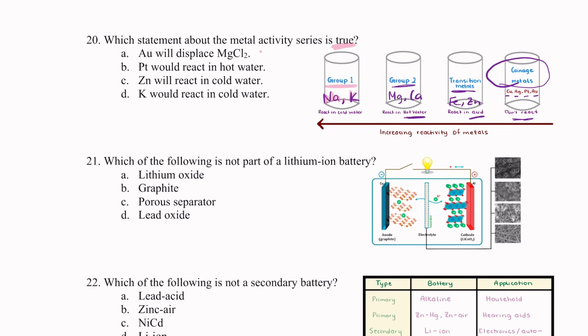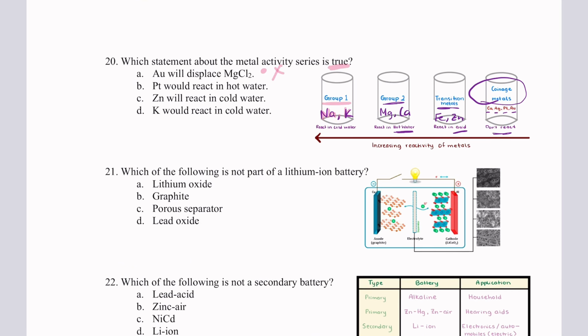A says that gold will displace magnesium chloride. Gold is one of the least reactive metals, and magnesium is far more reactive. So no, gold cannot displace magnesium from its compound. This option is false. B says that platinum would react in hot water. Platinum is also one of the least reactive metals, and it doesn't react with water under any conditions. So this option is also false.